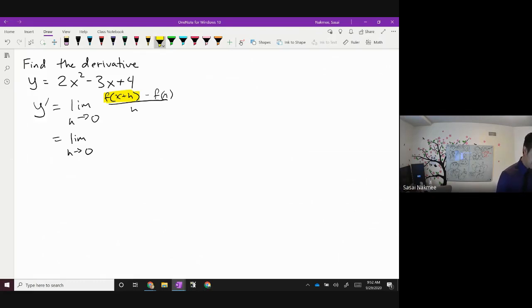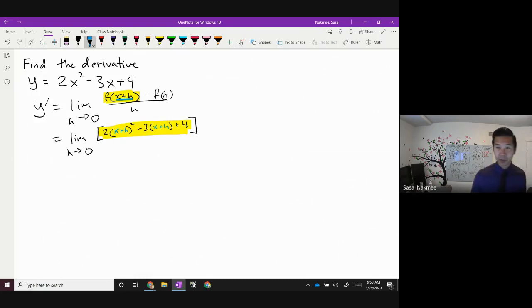My f function, of course, is going to be this guy right here, 2x squared minus 3x plus 4, right? So in order for me to calculate this limit, here we go. It's going to be 2x squared minus 3x plus 4. This right here represents my f of some stuff. Now what goes inside there is going to be this: x plus h and x plus h. Why is that? Because that's what's inside here that needs to go inside the function, right?